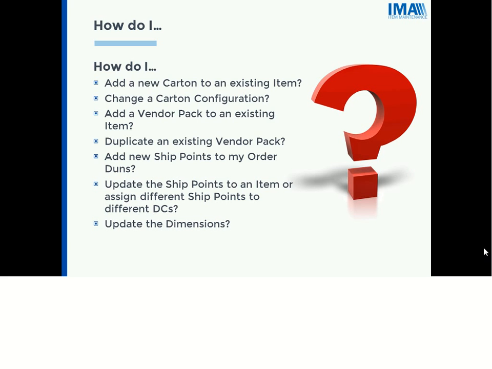We get a lot of questions from vendors about maintenance, such as how do I add a new carton to an existing item or update the configuration? How do I add a vendor pack to an existing item or duplicate an existing vendor pack? How do I add new ship points or assign different ship points for different DCs? How do I update dimensions?